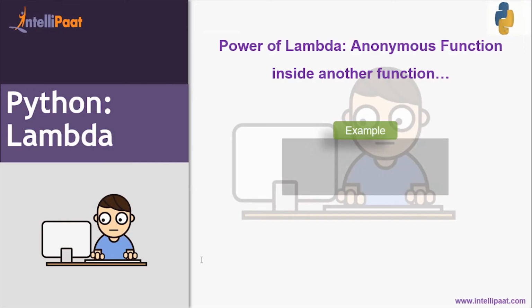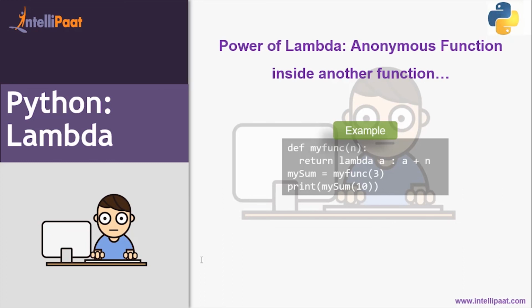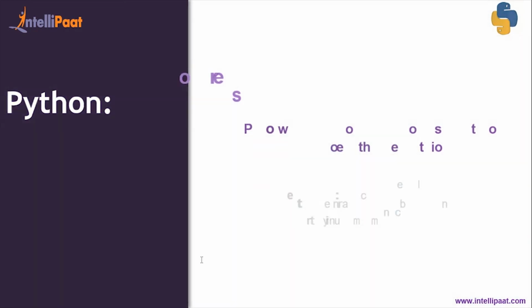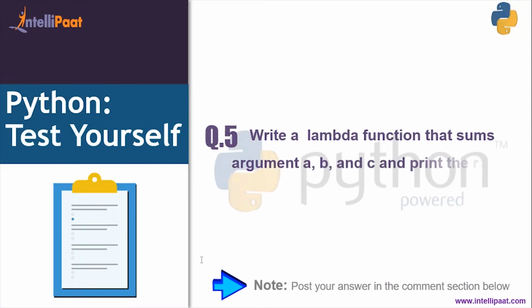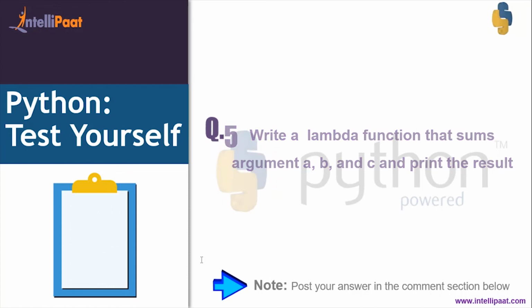So this was all about the lambda function. Let's test yourself. Write a lambda function that sums the arguments a, b and c and then print the result. Note, post your answer in the comment section below.